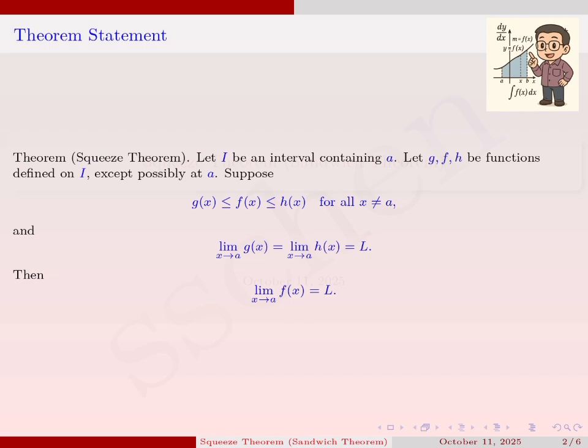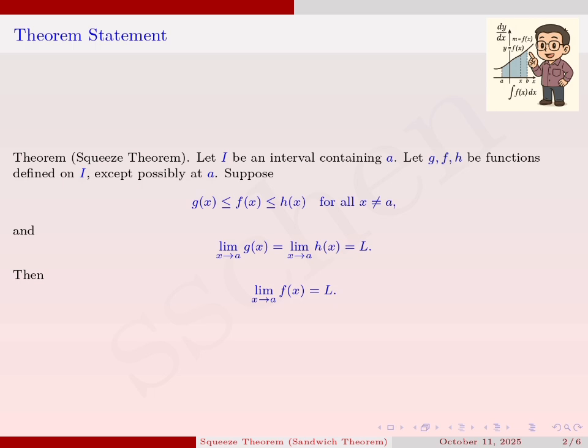Theorem statement. Let I be an interval containing the point a. Let g, f, and h be functions defined on I, except possibly at a. Suppose that for every x not equal to a, we have g of x is less than or equal to f of x, and f of x is less than or equal to h of x. In other words, the function f is trapped or squeezed between g and h.